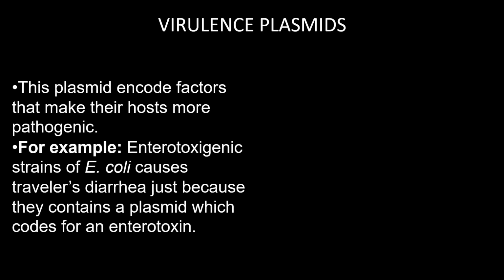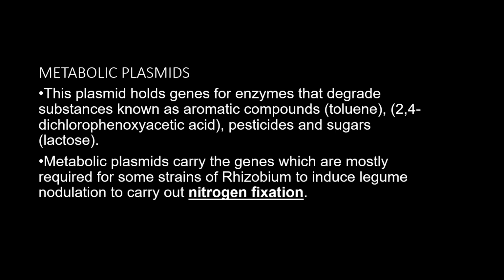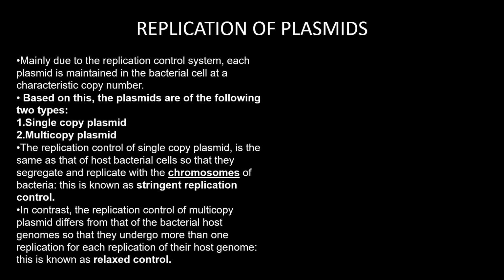Now, the next one is virulence plasmids. These plasmids encode factors to make their host more pathogenic, like in E. coli. Now, metabolic plasmids. These plasmids hold genes for enzymes that degrade substances known as aromatic compounds. They have also been helpful in nitrogen-fixing bacteria. And now, replication of plasmids.